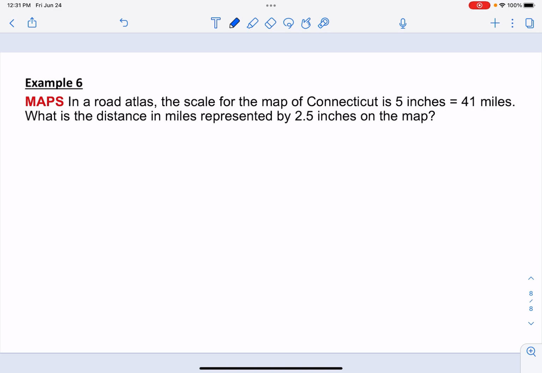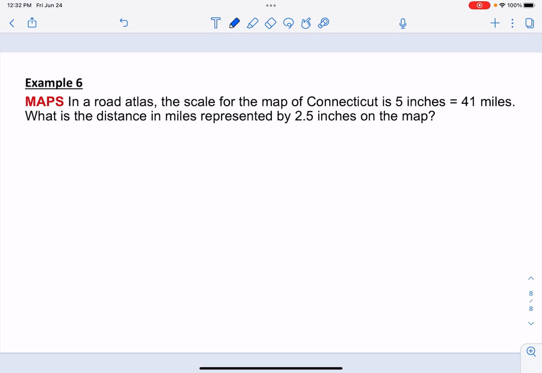Okay. In a road atlas, the scale for the map of Connecticut is 5 inches is 41 miles. What is the distance the map represents by 2.5 inches on the map? I love this because I love maps, and it's a good application. But quite honestly, we don't use a lot of maps anymore because we have phones and Google on our phones. But I think it's a good application showing you how I used to do things old school.